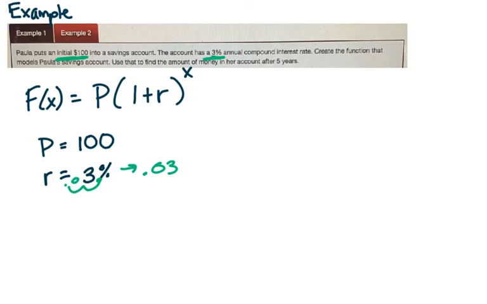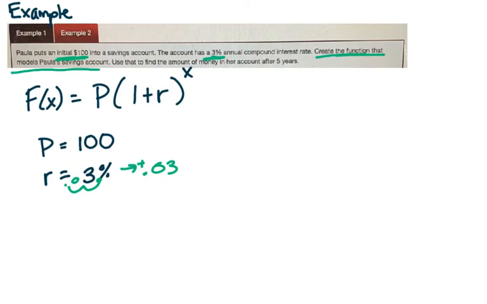And in this case, she is growing her money. You don't put your money in a savings account to lose it. So her money is growing at 3%. And so that is a positive 0.03. Create the function that models Paula's savings account. Okay, so that's my first direction, is to create that function.